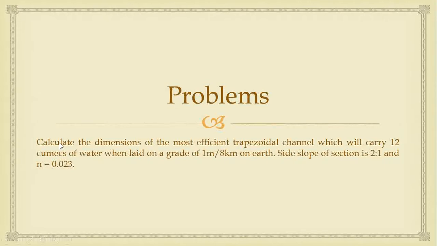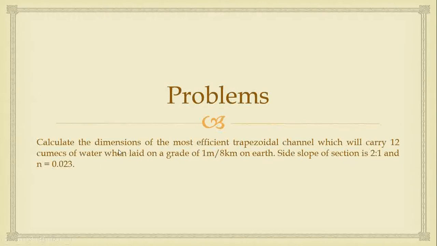Make a note of this problem. Calculate the dimension of the most efficient trapezoidal channel which will carry 12 cumecs of water when laid on a grade of 1 meter by 8 kilometers on earth. Side slope of section is 2:1 and n is equal to 0.023. Please write a neat sketch for this trapezoidal channel section.